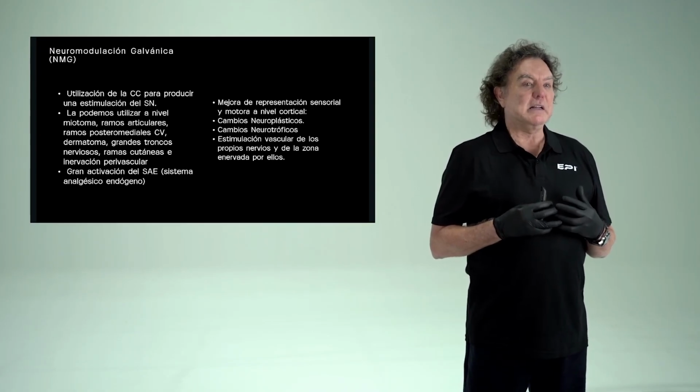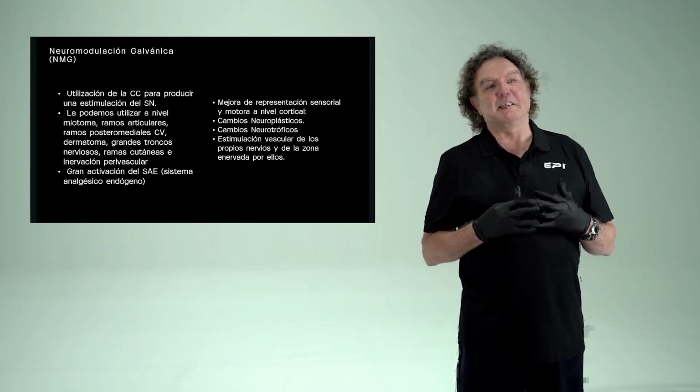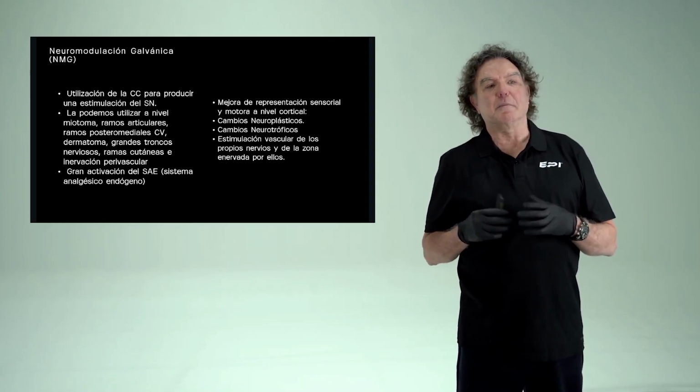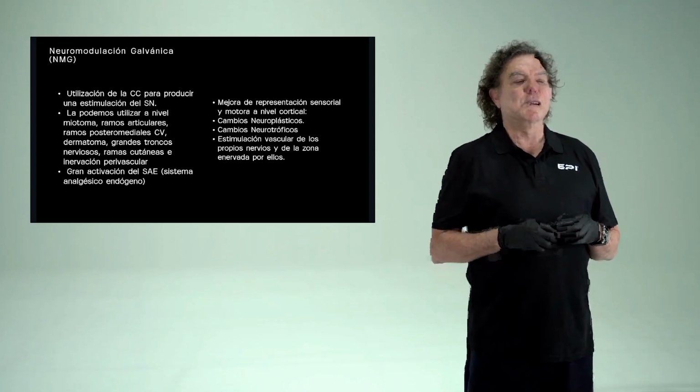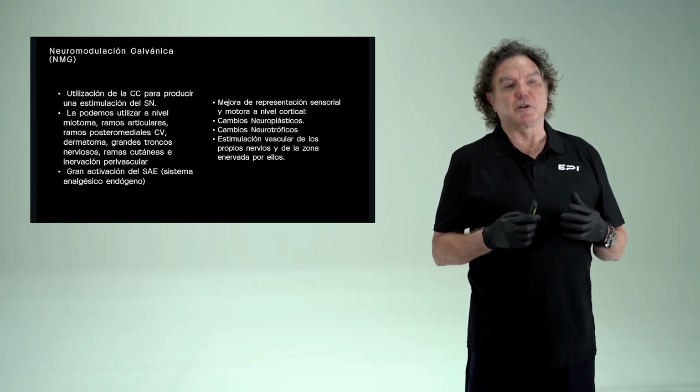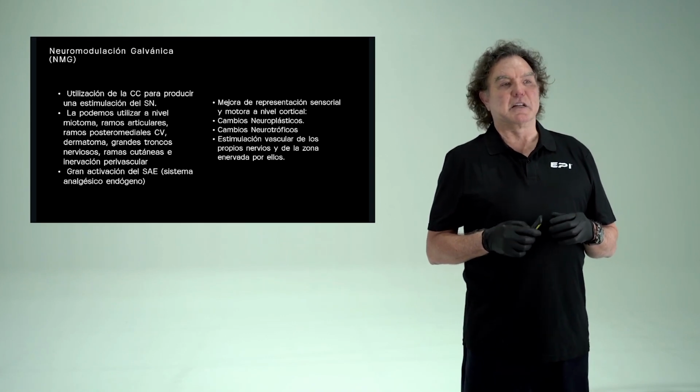With galvanic neuromodulation, we will also improve the sensory and motor representation at the cortical level, seeking neuroplastic and neurotrophic changes, and we will stimulate the vascular supply of the nerves themselves, the nervi nervorum or vasa nervorum, in the area innervated by them.